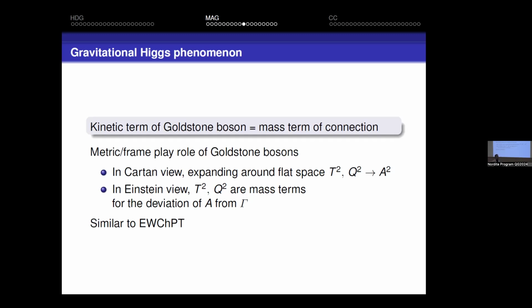And there, the theory will look like basically massive gauge fields. That's all you will see. Massive gauge fields you can present either as the Proca Lagrangian, or as gauge fields coupled to Goldstone bosons in a gauge invariant way. This is sometimes called electroweak chiral perturbation theory.